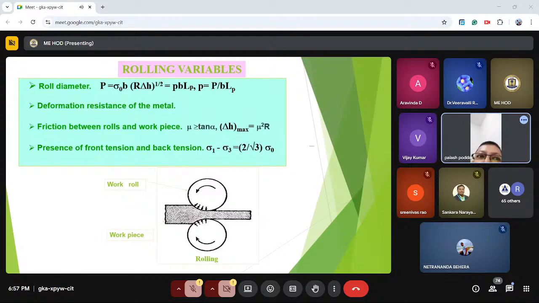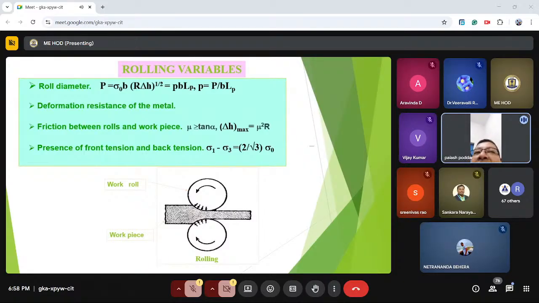And friction between the rolls and the workpiece. This mu is the coefficient of friction. And delta S max is the reduction. This is the original workpiece thickness, and this is the final thickness. Left side is the original thickness, right side is the final thickness. So in between, how much deformation is taking place depends on the coefficient of friction and the roll diameter, which relates to delta S max equal to mu squared R.